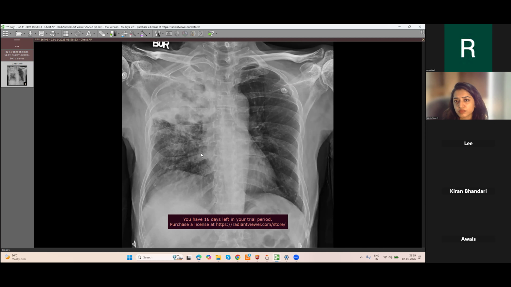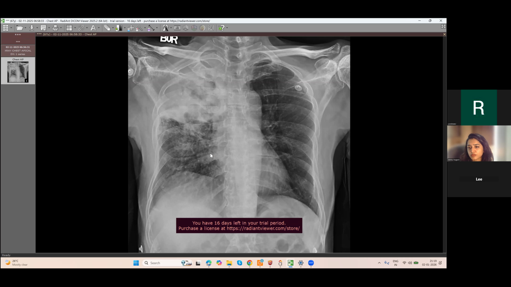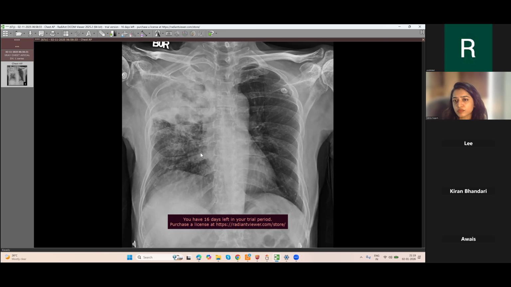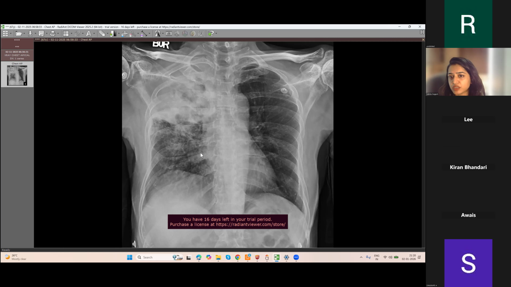And the second differential I would keep is any infective etiology if the patient has a history of fever. So I would evaluate this patient further with a CT chest with contrast. Yes, this patient actually did have a history of fever and raised inflammatory markers. So anything else? What type of infection do you think this could be?